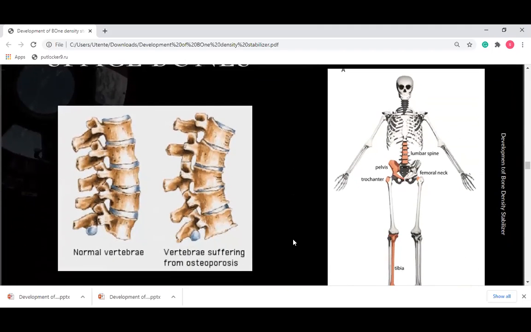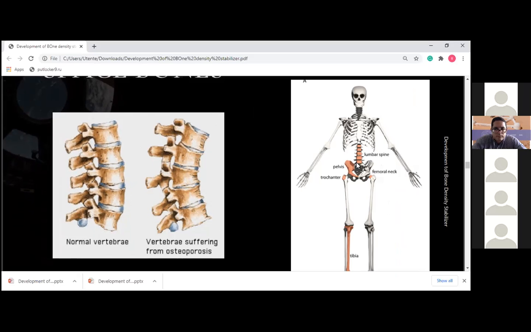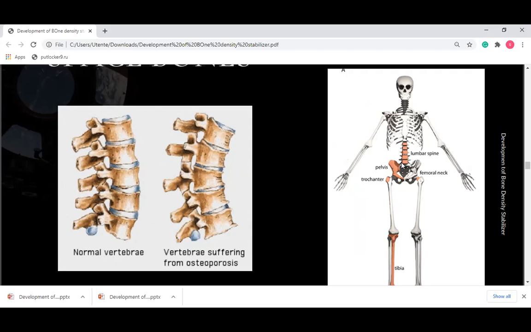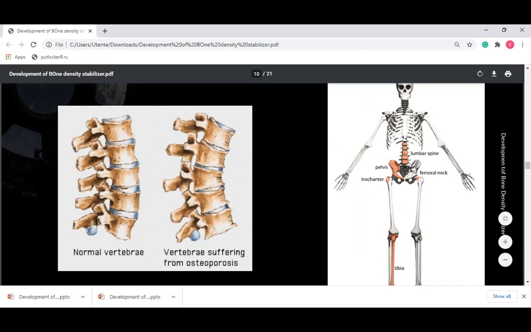As you see in this picture, this is a vertebra of a normal person, and this is a vertebra of a person who is suffering from osteoporosis. Osteoporosis is a disease caused by low density of the bones. You can see here the red ones are the bones which are affected a lot, where a lot of bone loss will be in space. These are the hip part, the ribs, and the pelvis.